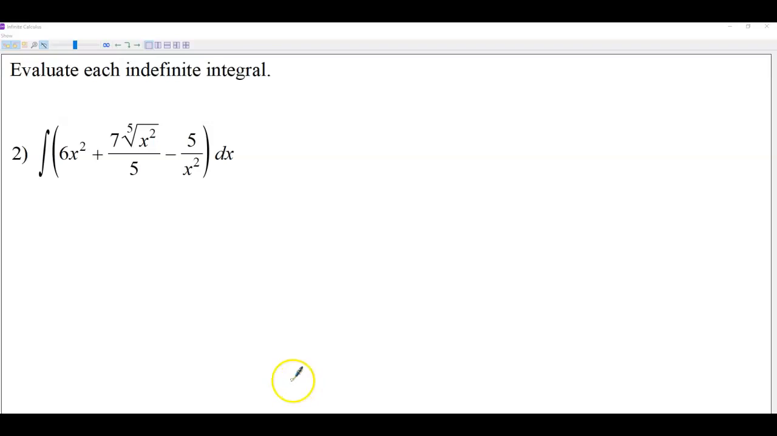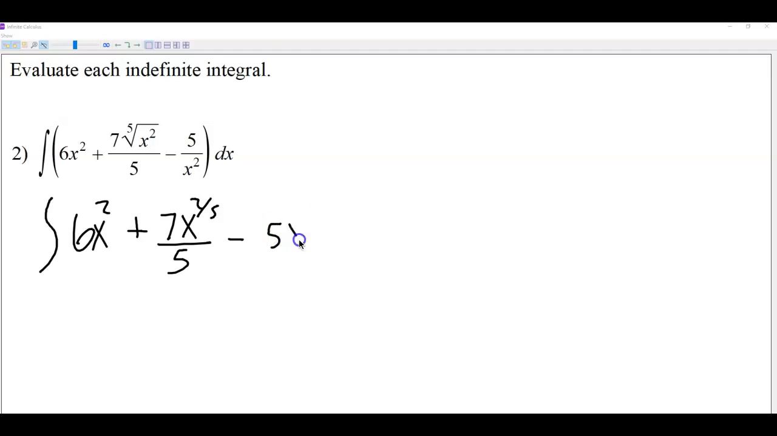Begin. All right, so for number 2 here, the first thing we want to do is rewrite this one and this one. We don't like them written like that. So the 6x squared is fine. But I'm going to change that 7 fifth root of x squared into 7x to the 2/5. The bottom I'll just keep as 5. And then minus. As for this guy here, I'm going to be moving the x squared up to the top by the 5. And when I do so, I'll make its power a negative. So that's the first thing we want to do before we apply the power rules. We want to make sure everything's written as a power.